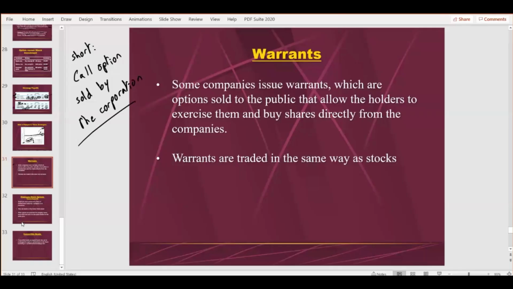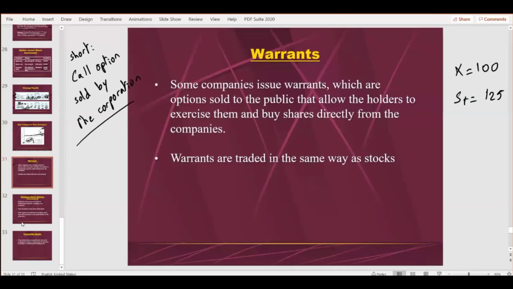So let's say they are able to get it for a price of $100, and currently the stock price S_T is equal, let's say, to 125. So they can buy it from the corporation at 100 and then sell it in the market for a price of $125.